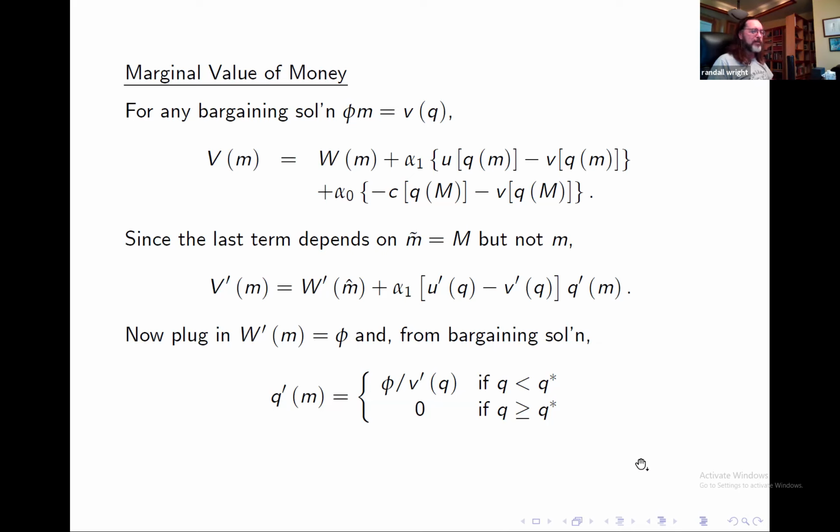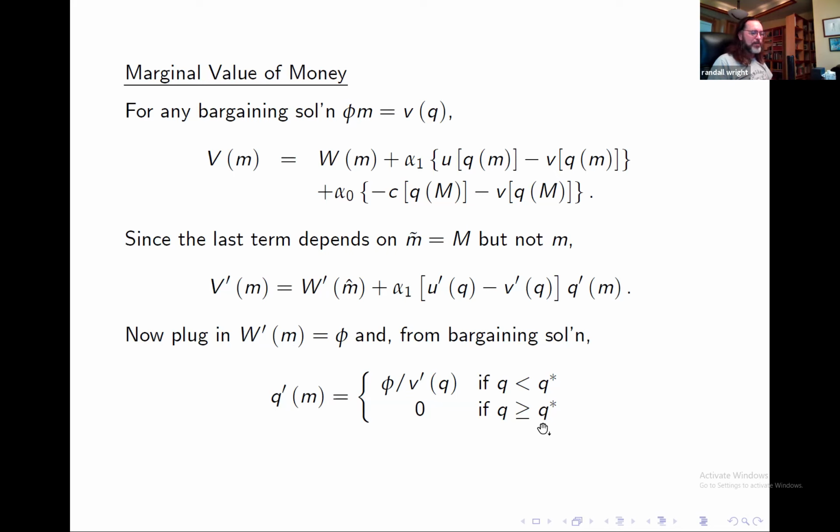I take the derivative and I get phi over here. Implicitly differentiating this, I get the derivative of q with respect to m is phi over v prime. So here's basically how this value function v prime tells you how much your payoff increases with having more liquidity. This tells you how much you get to buy at the margin if you have more liquidity.